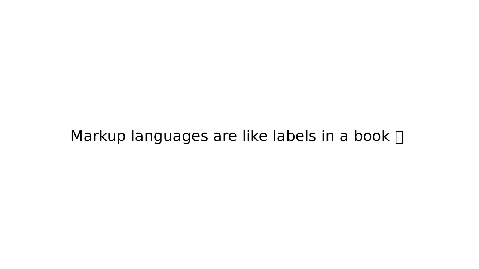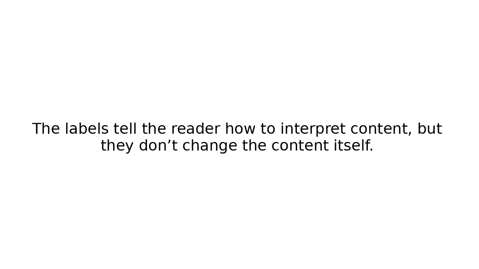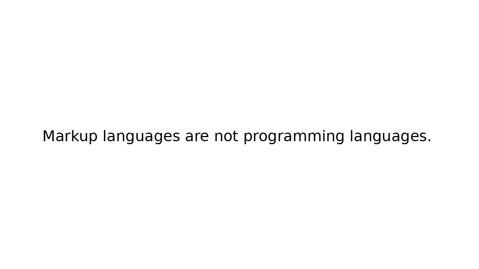Real-life analogy. Markup languages are like labels in a book. Open book. <h1> equals chapter title. <p> equals paragraph. <a> equals footnote or reference. The labels tell the reader how to interpret content, but they don't change the content itself.